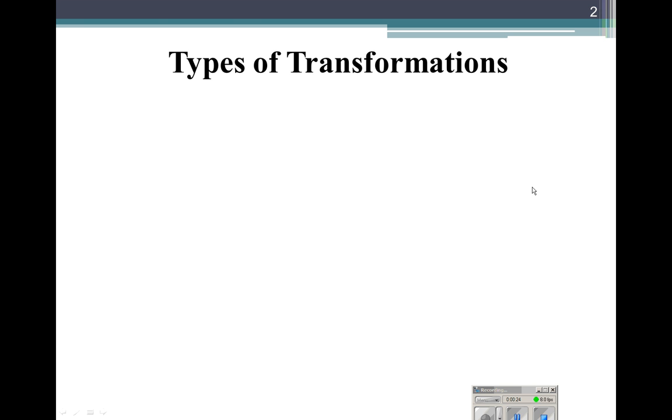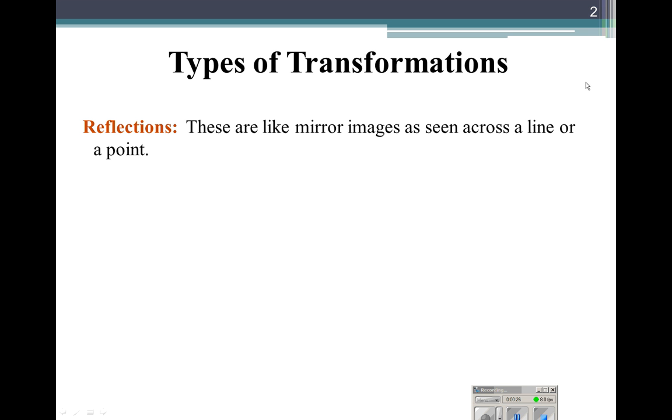Several types of transformations. Reflections, these are like mirror images as seen across a line or a point. This figure on the left is reflected along where the mirror line would be down the middle, and it's reflected over to the right. It just flips over.